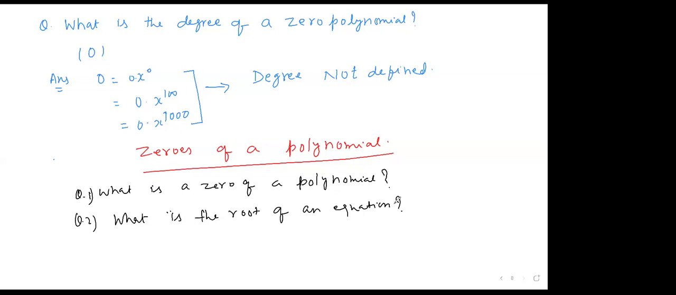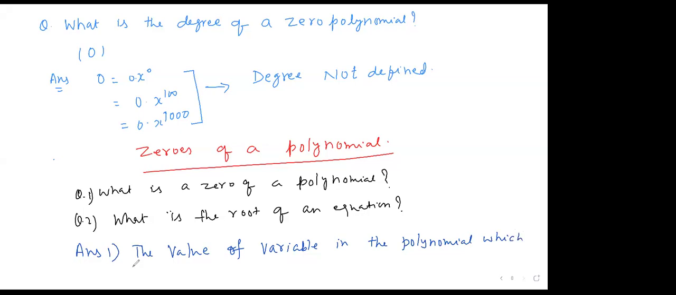So what is the zero of a polynomial? The value of x, the value of the variable in the polynomial which makes it equal to 0.